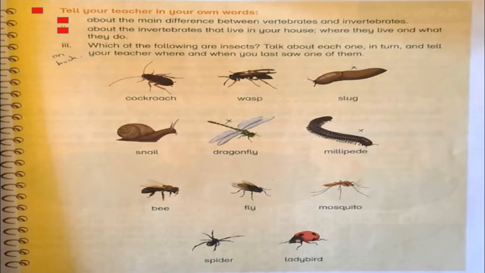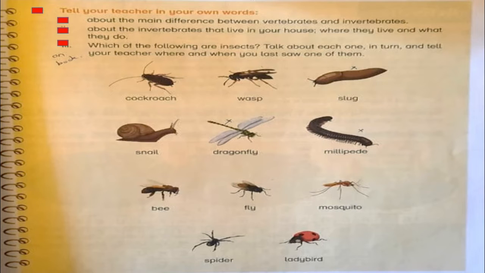Number 2. About the invertebrates that live in your house, where they live and what they do. So for this, you also have to move around in your house and check, have you ever seen any kind of invertebrates in your house? So you are going to check their habitat, where they are living, that is their habitat, and what they do, what are their activities. So you are going to do this question in your rough notebooks.